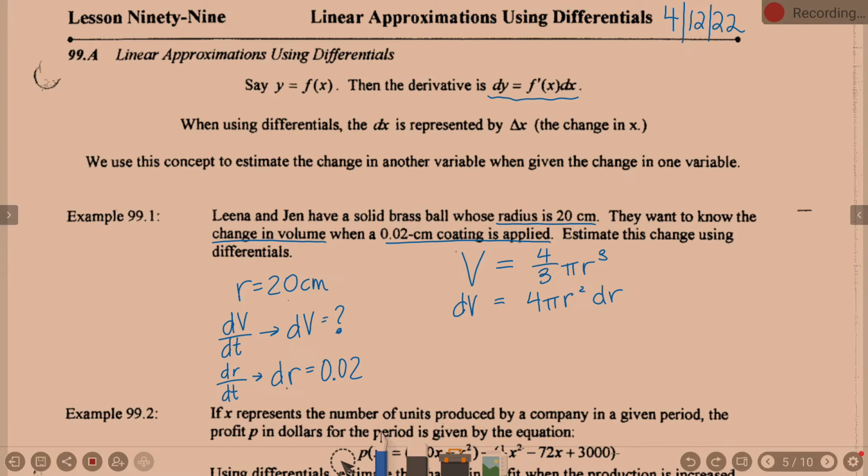We're being asked to find dV, so can you fill in your information? 4 times pi times r squared, so times 20 squared, times dr, so times 200ths. It does say to estimate, so that would be appropriate as a rounded calculator answer.